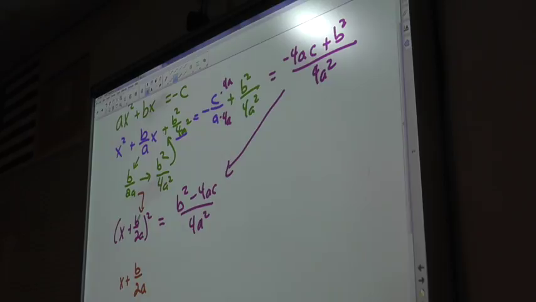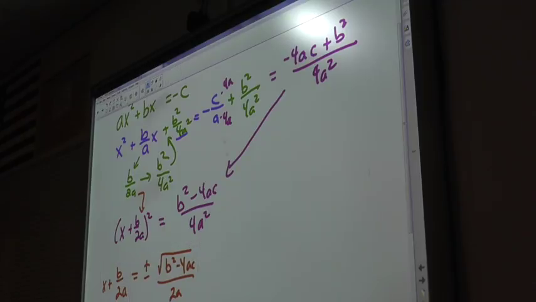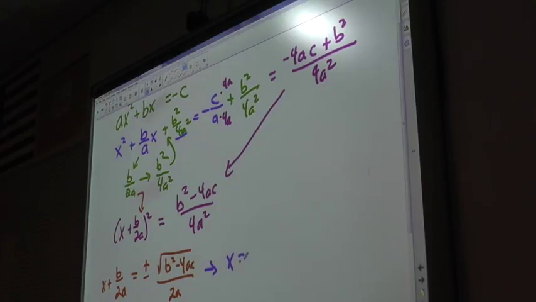The left-hand side is just this. The right-hand side is the square root of b squared minus 4ac over 2a. Well, I got to get this b to the other side, so I'm going to x equals negative b plus or minus the square root of b squared minus 4ac all over 2a.